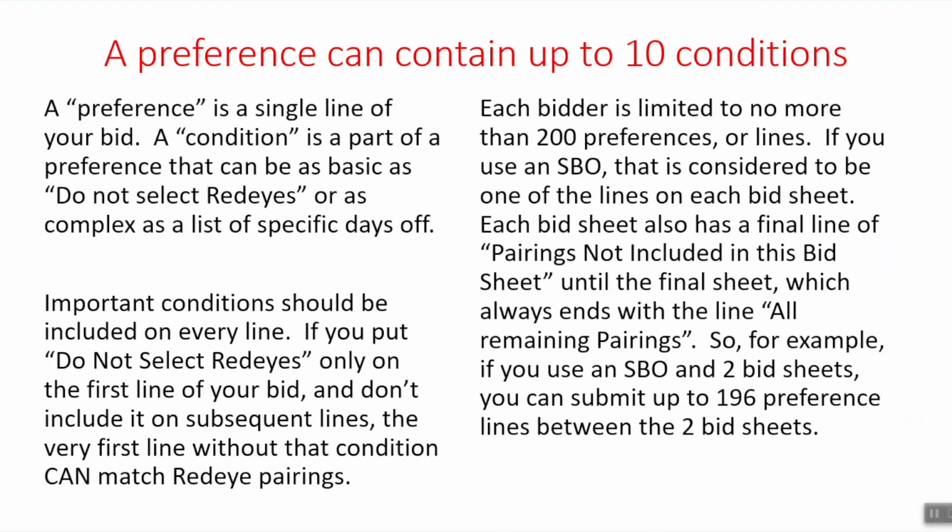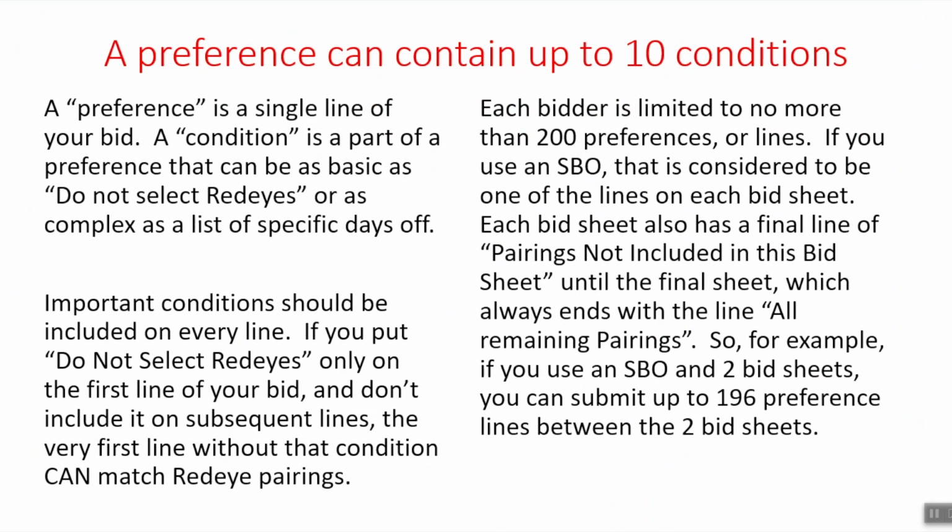So the first one of those helpful hints says a preference can contain up to 10 conditions. Important conditions, something that you find very important for your personal bid, should be included on every line. An example is if you do not want red eye trips and you only put do not select red eyes on the first line, well, the very next line of your bid, if it doesn't also include the condition don't select red eyes, that very next line can match red eyes. So whatever your most important condition is, it probably should be part of every line and perhaps only by itself on the very last line of your bid.